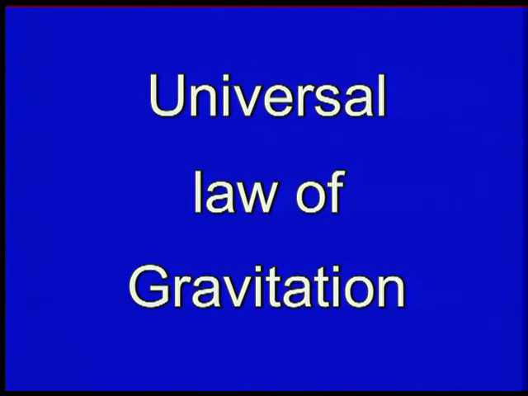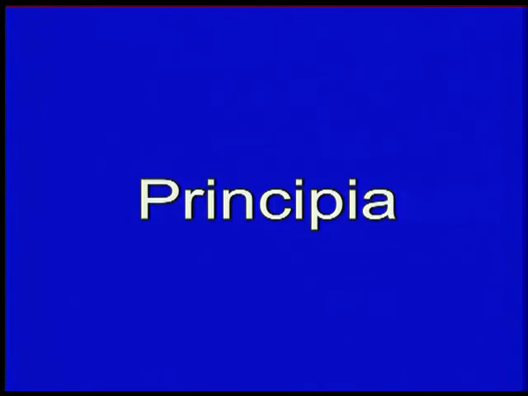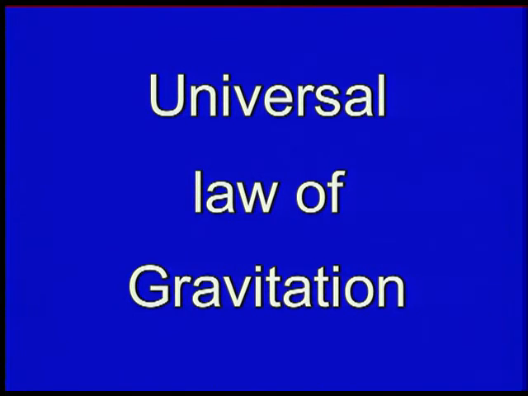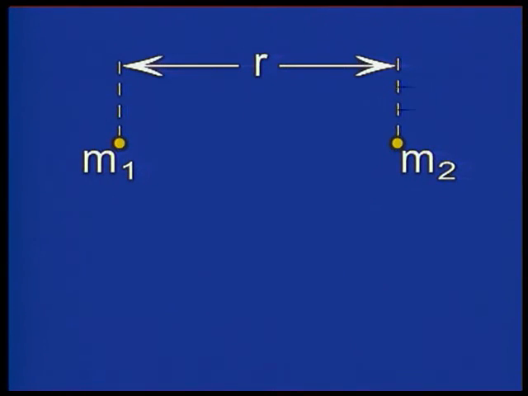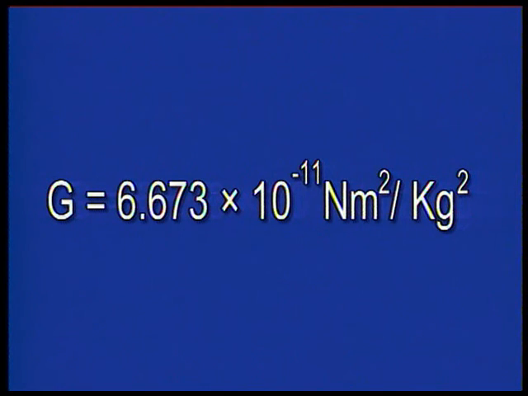Finally, Newton was in a position to formulate the law of gravitation. In his published work, The Mathematical Principles of Natural Philosophy, often called Principia, Newton set down this law. According to the universal law of gravitation, the gravitational force between any two objects of masses m1 and m2 placed at a distance r from each other is given by G m1 m2 divided by r square. The symbol G here is the universal constant of gravitation, and its value is 6.673 into 10 raised to the power minus 11 Newton meter square per kg square.